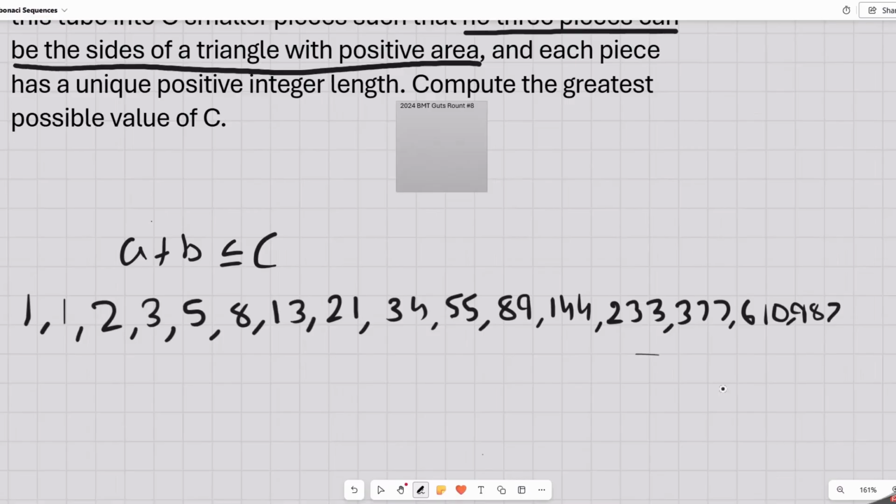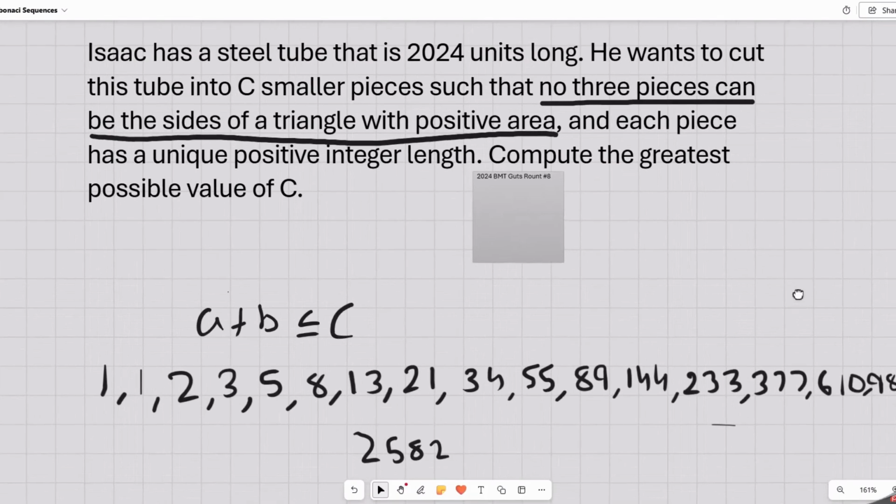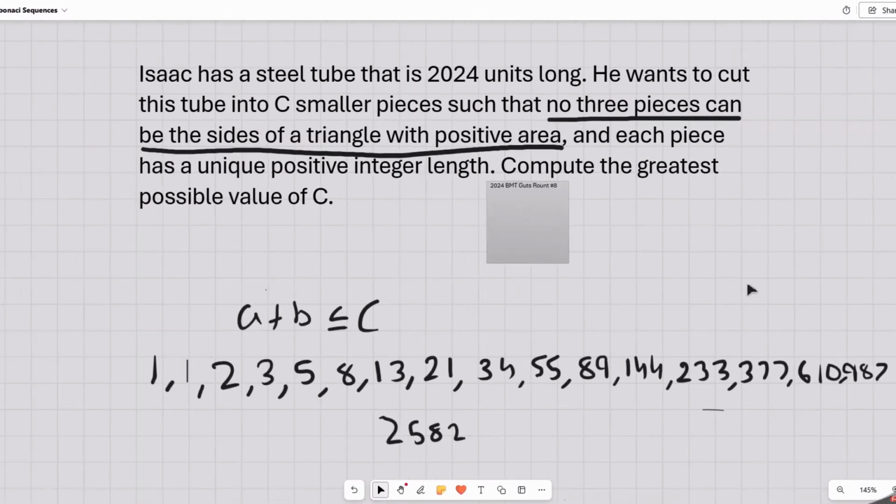So let's just stop here. I think this is like around 15 numbers. I think that might be exactly 15 numbers. So right here is, let's say we'll stop and take a check. So the sum of all of these numbers right here is actually 2,582. So that is clearly over the 2024 mark, which we saw right here. So we see that there's 2,582.